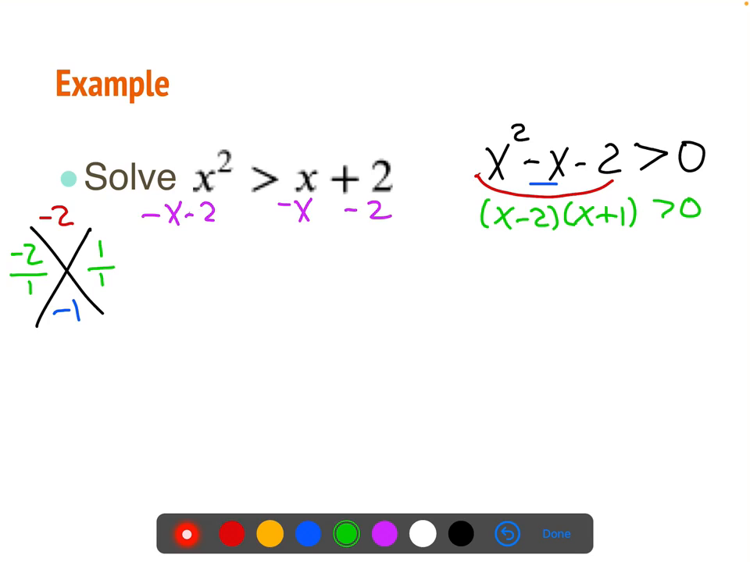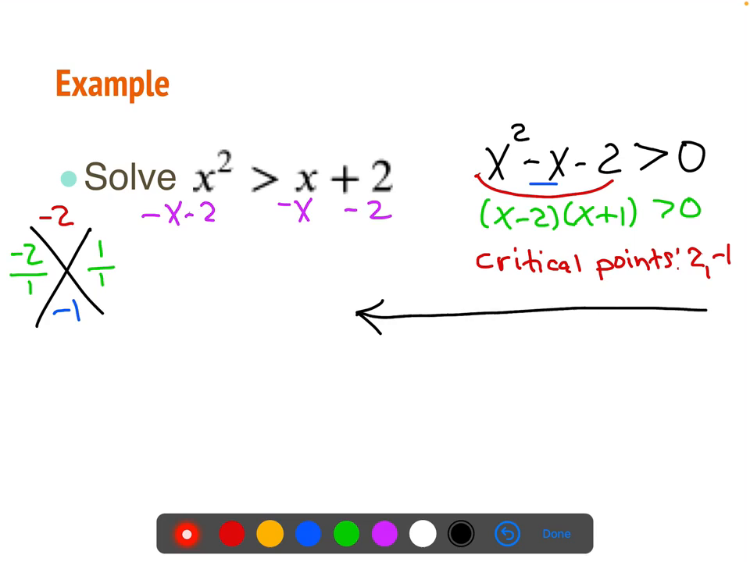So that means that my x-intercepts, which we call critical points, are at 2 and negative 1. Those are my x-intercepts. That's also my critical points. Then I go to my number line, and I'm going to split them up. I'm going to put negative 1, and then I'm going to put over here at 2. Since this is a greater than sign, I'm going to put those guys as open circles on my number line.